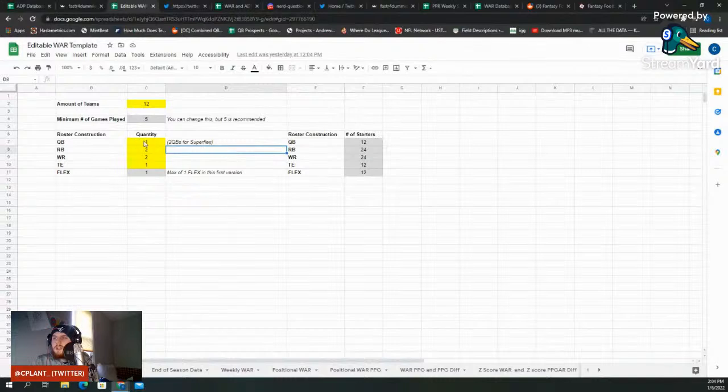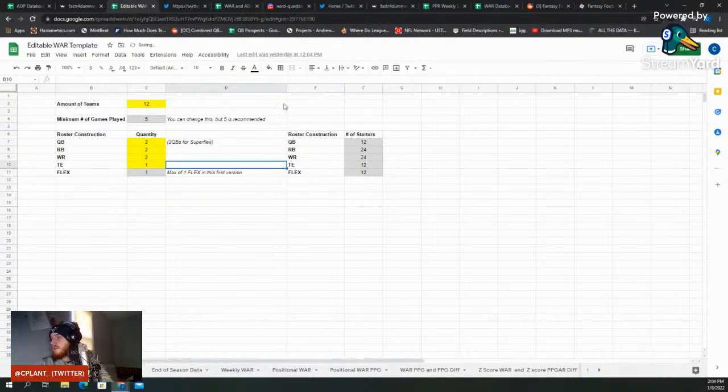I made it so that you can change the quantity and it'll update all the data. So you could be like, oh, my league has super flex, so you'd put 2 quarterbacks, and it changes all the data within the sheet. So you have the little loading thing over here.